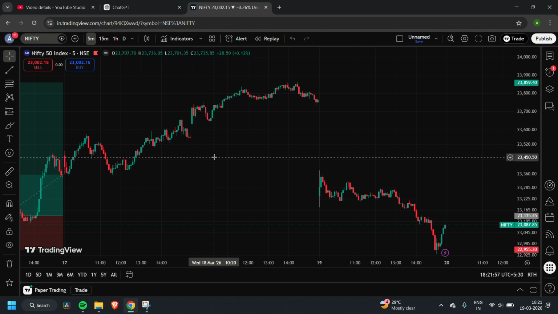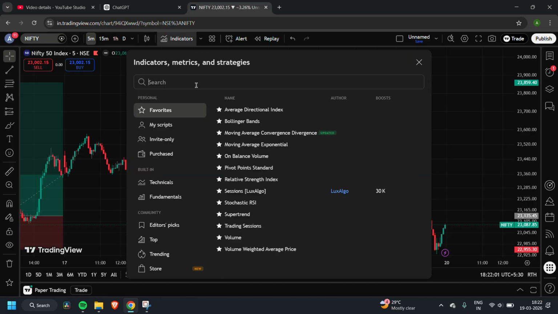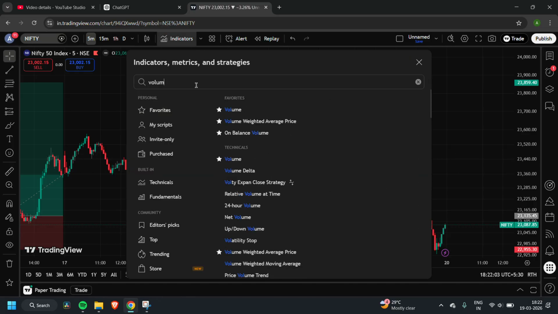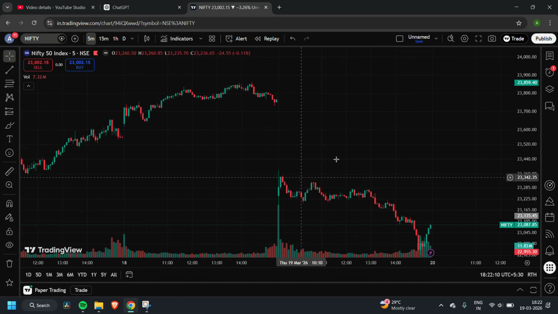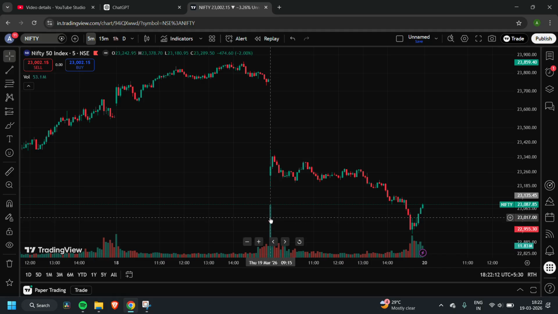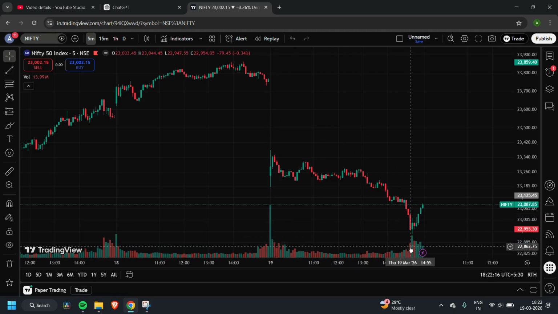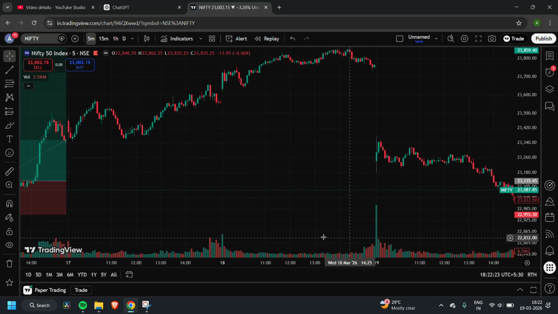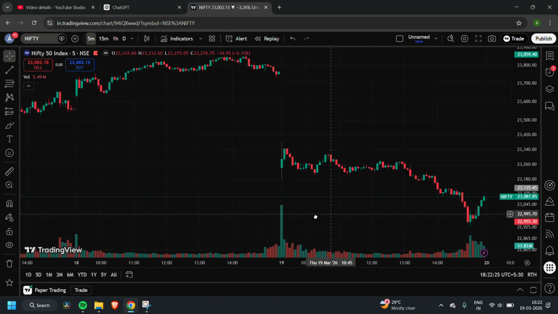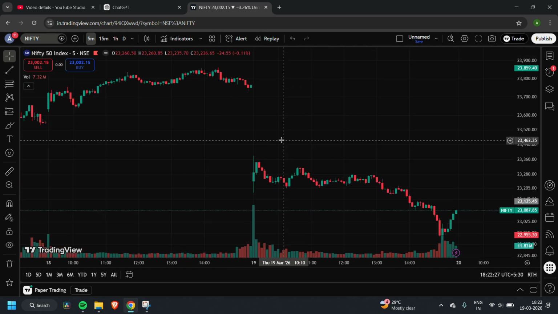Okay, so to know what is an indicator, first come to the indicator portion and search for volume, which we are going to talk about in this video. So you will see that these bars are coming, right? This bar is called volume. This is called a volume indicator and this is called a bar. So what does that bar mean?